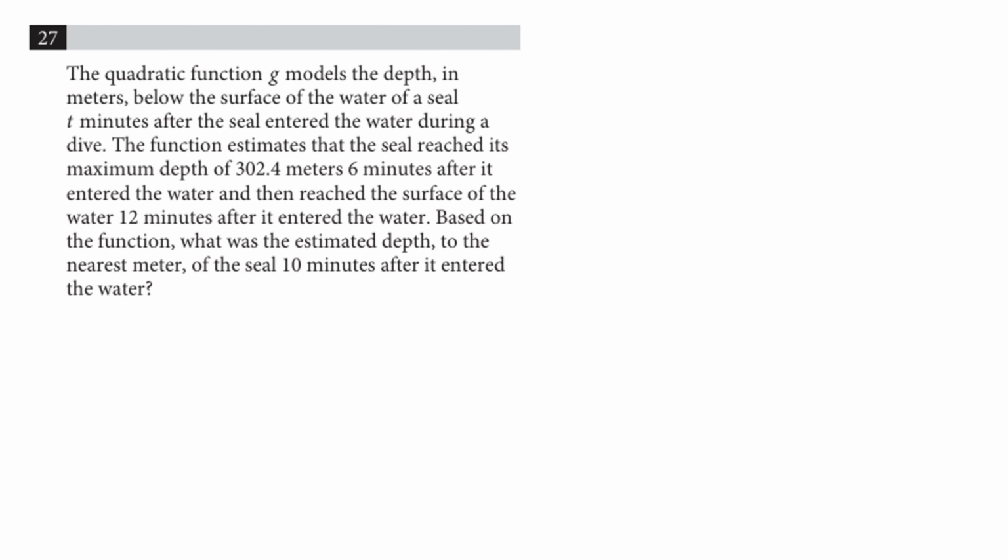So we take this question as an example. The question says that the quadratic function g models the depth in meters below the surface of the water of a seal t minutes after the seal entered the water during a dive. So we know that g is a quadratic equation that is impacted by the independent variable of t. So we know that our quadratic function is going to look something like this. It's slightly hard to differentiate t and plus, but that's the best I could do.